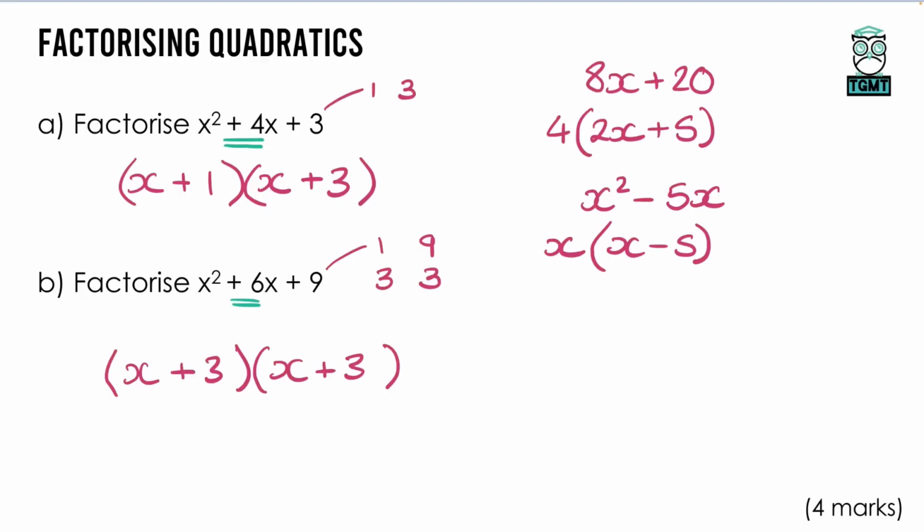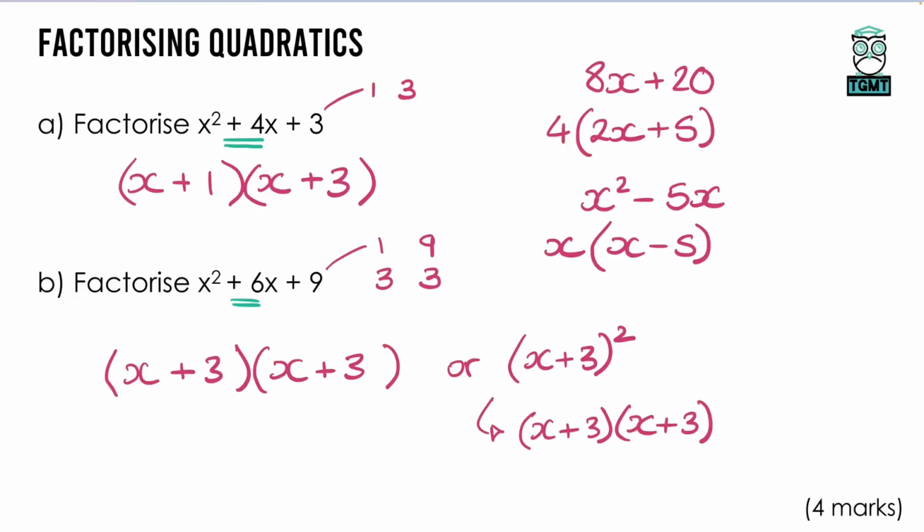Now, in this one, you do have two of the same brackets. You could actually write that as one of the brackets, x plus 3, with a squared on the outside, which just means the same bracket being multiplied together. And of course, in this scenario, remembering you could be asked to expand something like that, which just means that you would want to rewrite it first as x plus 3 and x plus 3, and then you would want to go about expanding it.